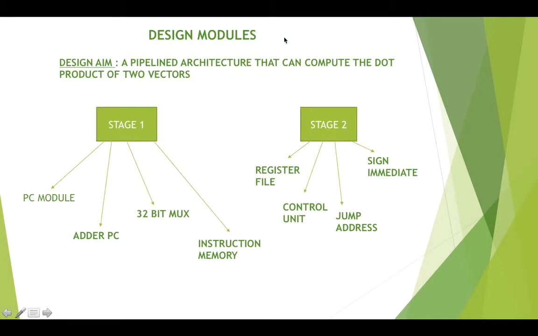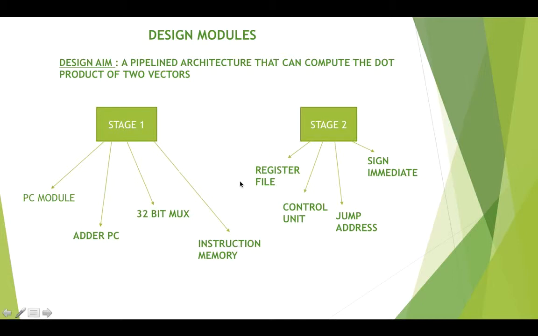The design models in my project: stage 1 consists of a PC module. The PC module is responsible for generating the next instruction. The adder PC here does the next instruction PC equal to the old PC plus 4, which is done here in the adder. The 32-bit mux selects one of the inputs depending upon the control signal. Instruction memory stores all instructions which are to be executed.